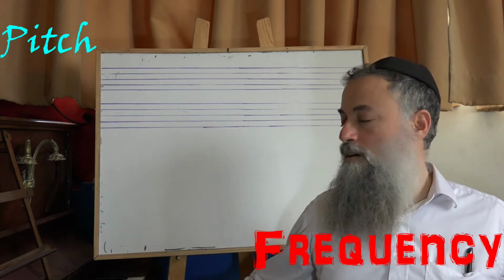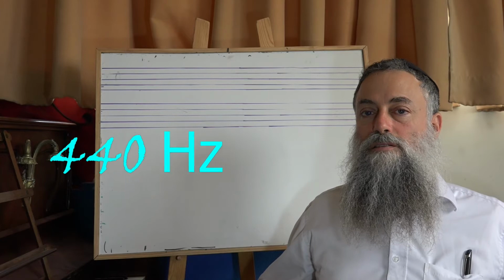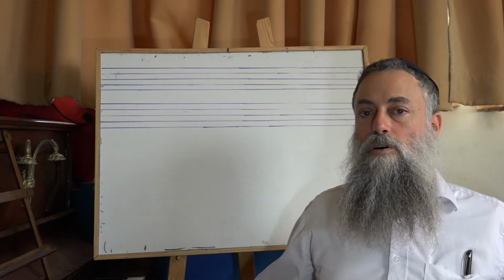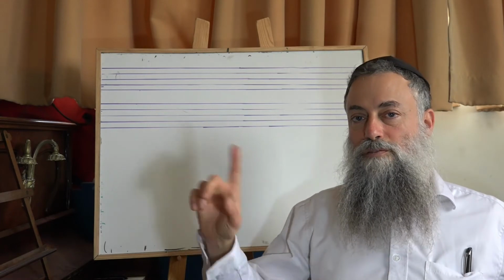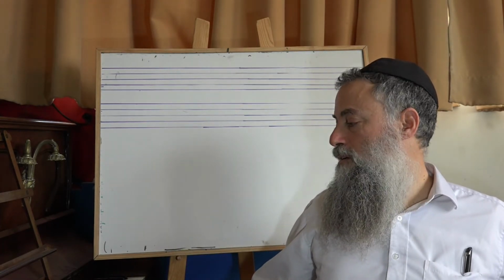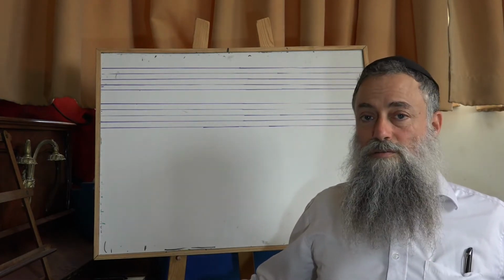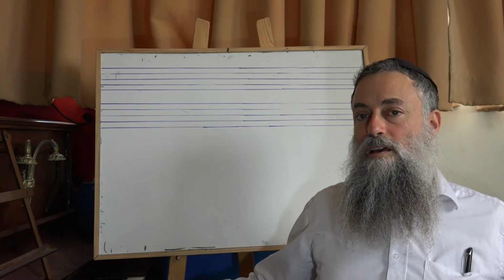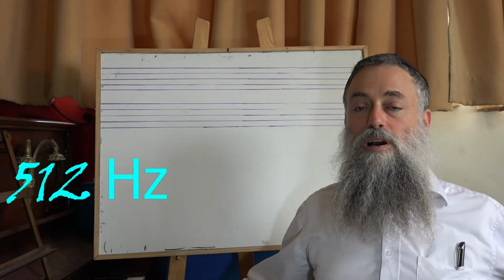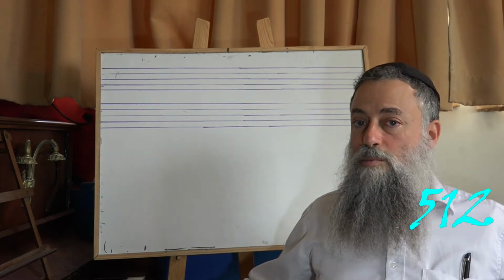For example, this sound has a 440 Hertz frequency, which means that an object moving 440 times to and fro, which vibrates, will emit such a sound. It's an A. But a C, which is just above that A, is a sound which has the frequency of 512 Hertz, 512 vibrations per second.